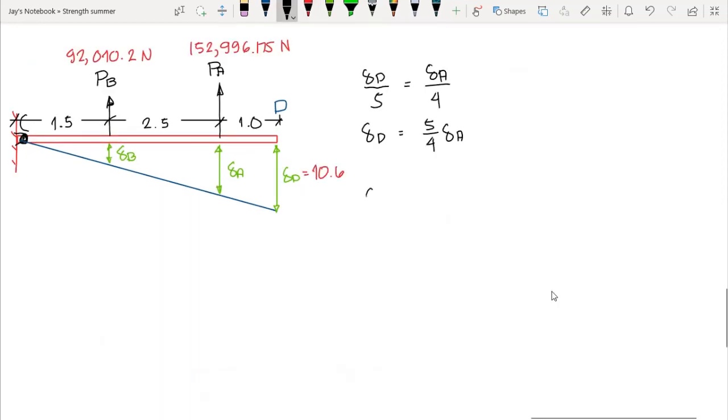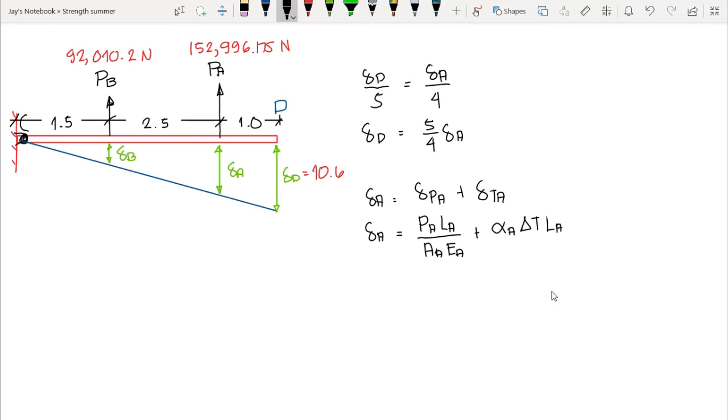And then we know that the deformation of bar A is equal to the deformation due to actual load P plus the deformation due to the change in temperature. Okay? Now let's compute first the deformation of A. We know that our deformation due to actual load is PL over AE of our aluminum, plus the change in temperature, that is the coefficient of thermal expansion of A, then the change of temperature times its length. So let's substitute everything in this equation.